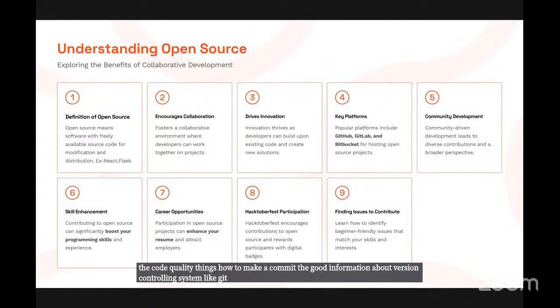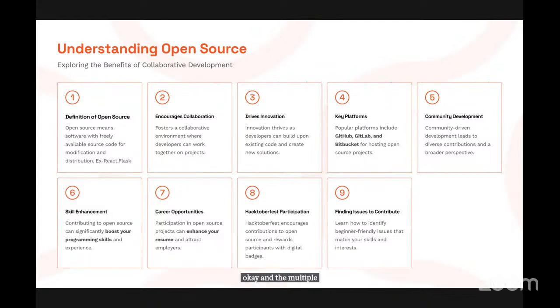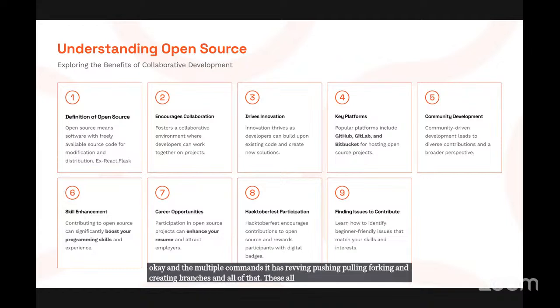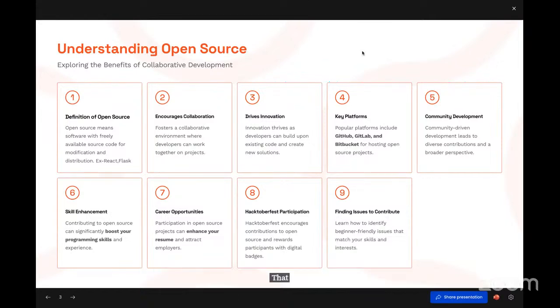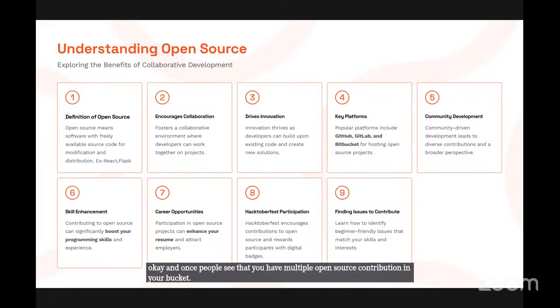Okay, and the multiple commands it has, rebasing, pushing, pulling, forking, and creating branches, and all of that, these all will come in handy at the employer you would be working for. So once the employer knows that you have already contributed, that gives you a brownie point, right? Okay, and once people see that you have multiple open source contributions in your bucket, they definitely consider you over anybody else. Okay, so that is one brownie point that you can have.